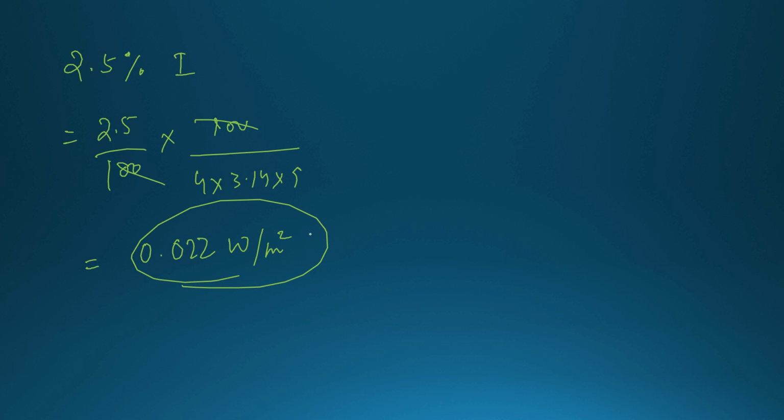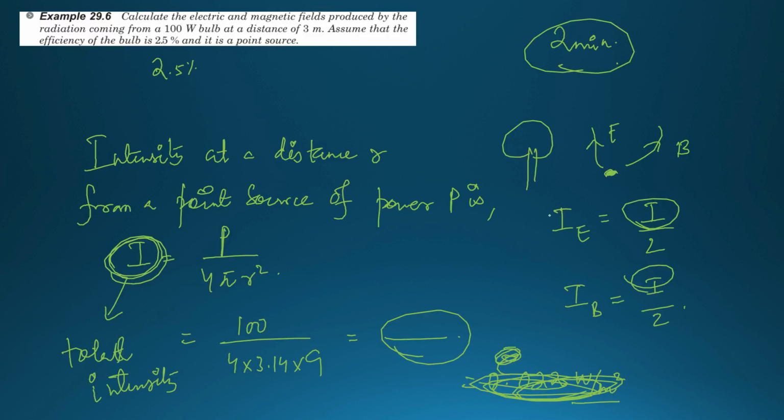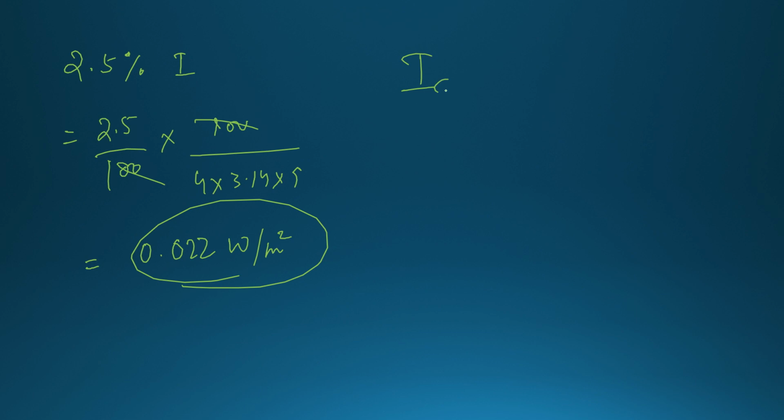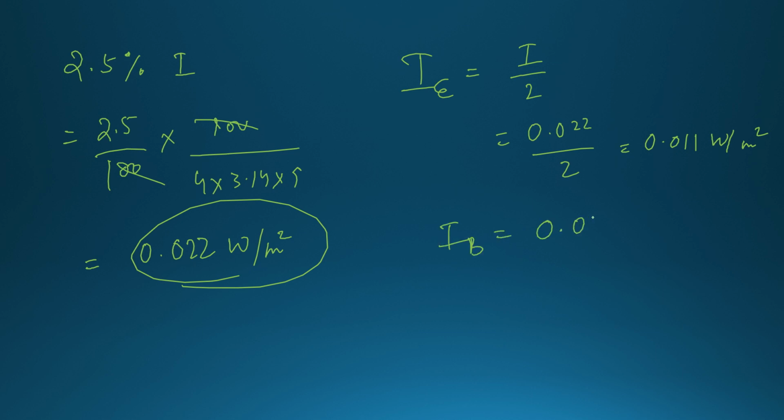As I said in the previous one, in the beginning, half of the intensity will be by electric field, half will be by magnetic field. So I_E we can get, right? I_E is equal to I by 2, that is 0.022 by 2, that is 0.011 watt per meter square, and your I_B is again 0.011 watt per meter square. So these are both the intensities.